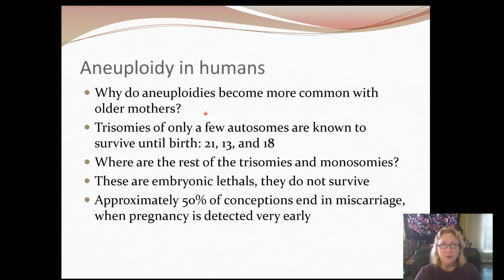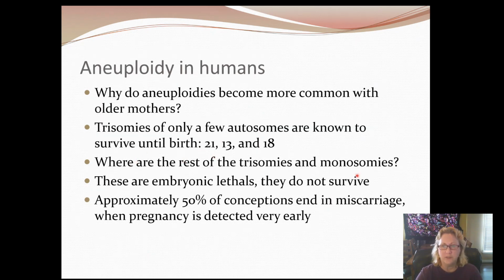So we do know that aneuploidy is more common the older the mother is. Not with the age of the father, but with the age of the mother. And the few trisomies that are known besides trisomy 21, which is Down syndrome, are trisomy 13 and trisomy 18. These are much more severe than Down syndrome.